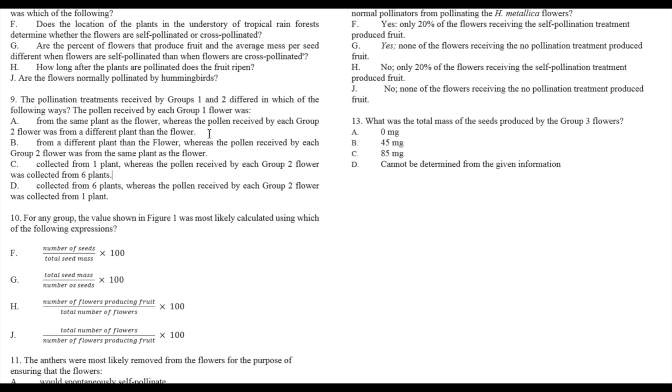Question 9 says, the pollination treatments received by groups 1 and 2 differed in which of the following ways? The pollen received by each group 1 flower was, then we have a few different options here, and they talk about the group 1 flowers, and then they also talk about the group 2 flowers. So let's go look at the pollination treatments for groups 1 and 2.